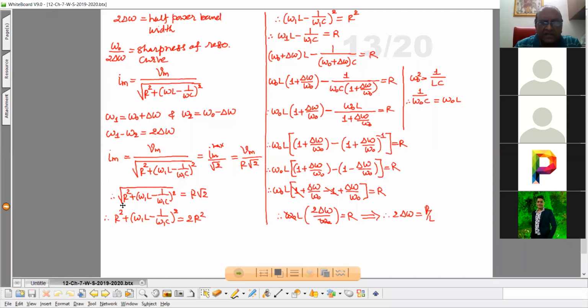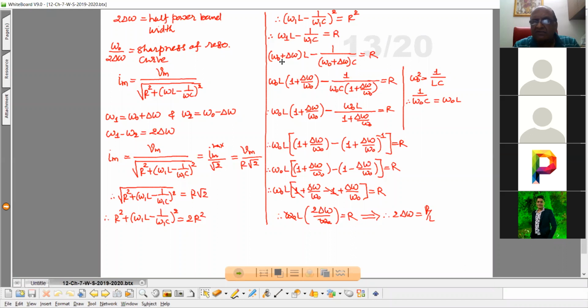So now we can write under root R square plus omega 1 L minus 1 upon omega 1 C whole square, that is R root 2. So R square plus omega 1 L minus 1 upon omega 1 C whole square, that is 2R square. Clear? So omega 1 L minus 1 upon omega 1 C whole square, that is equal to R square. So omega 1 L minus 1 upon omega 1 C, that is equal to R.